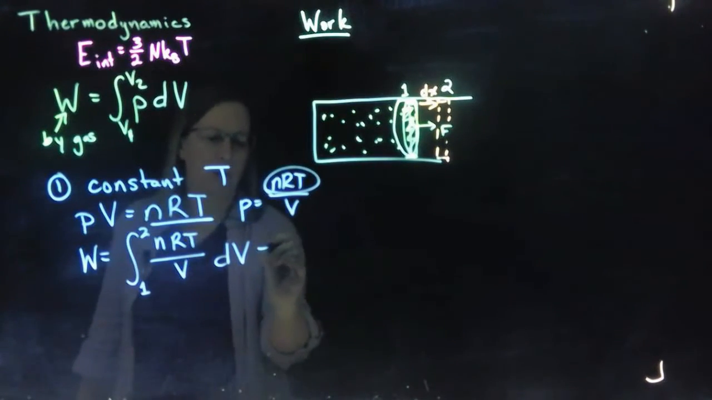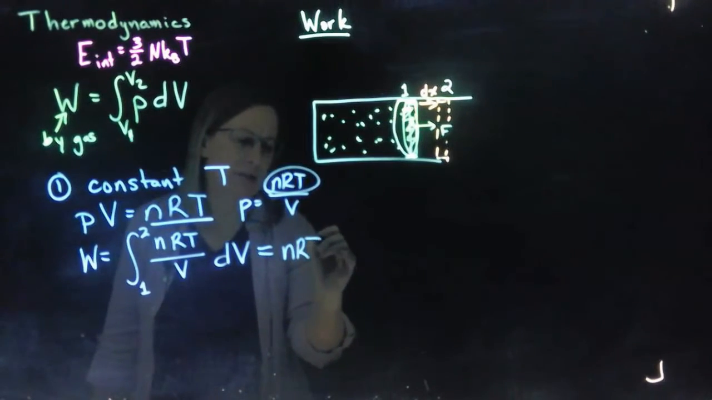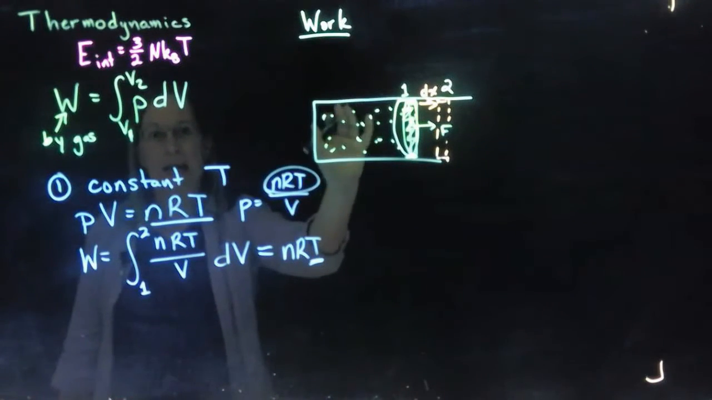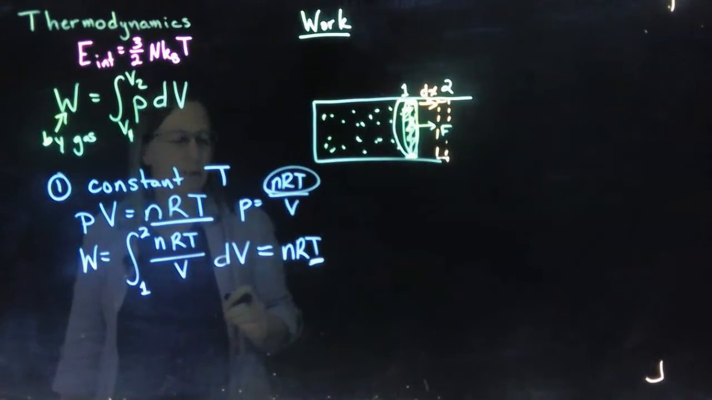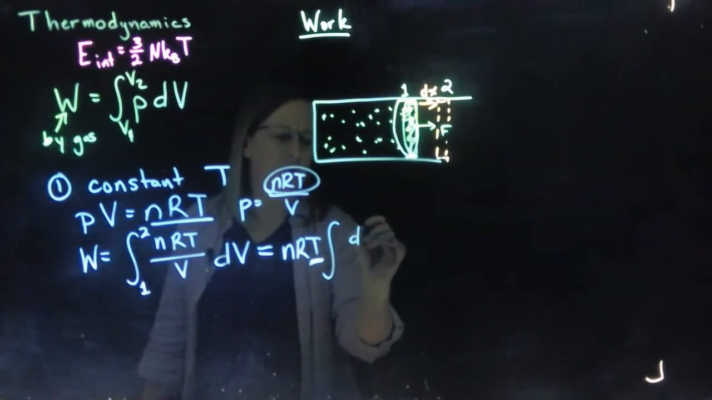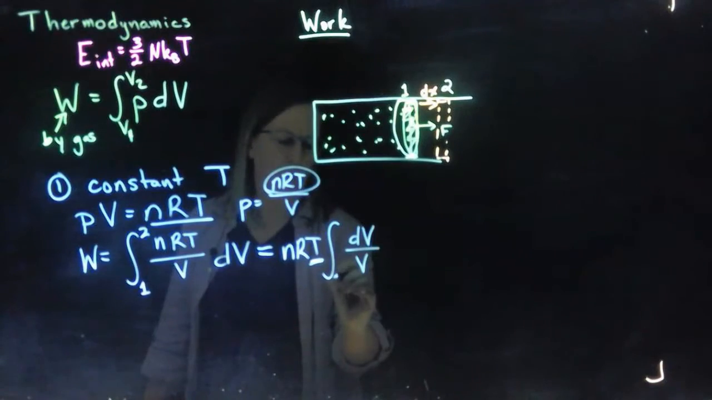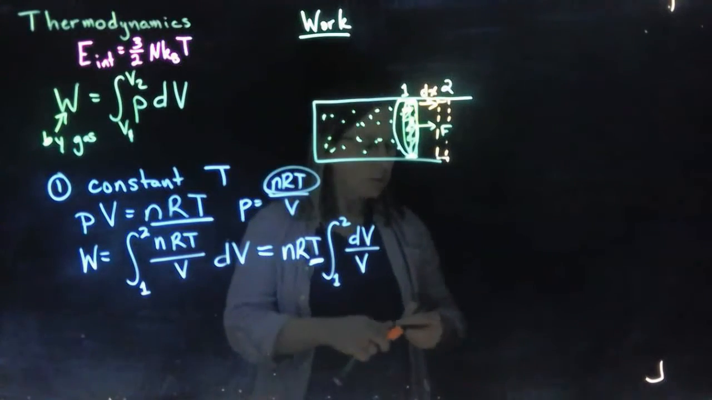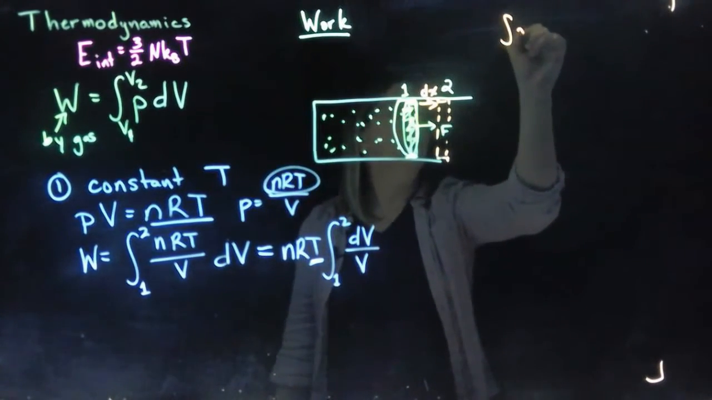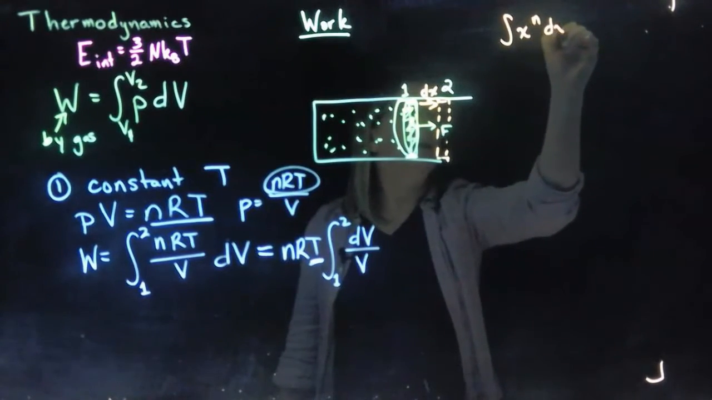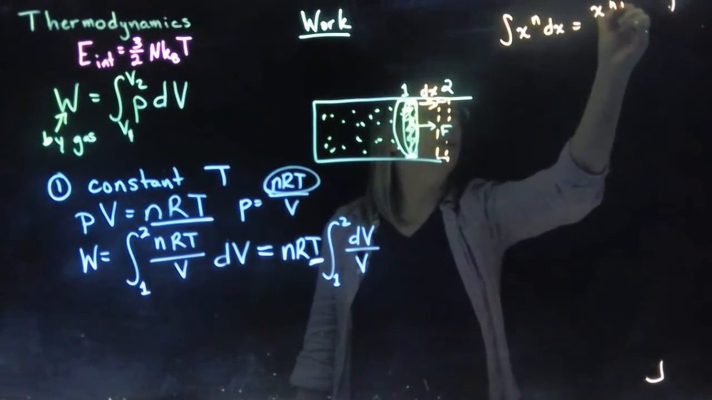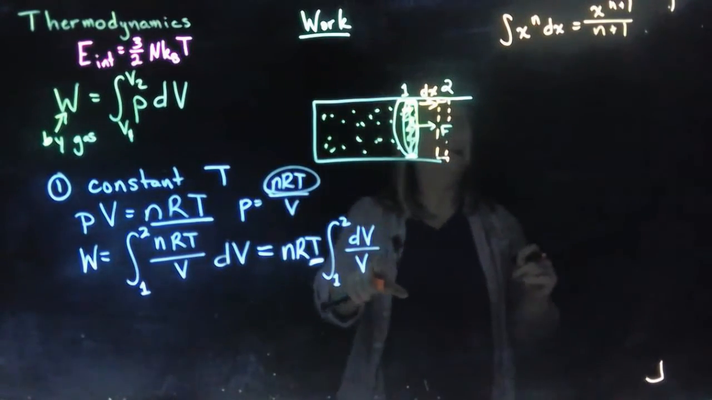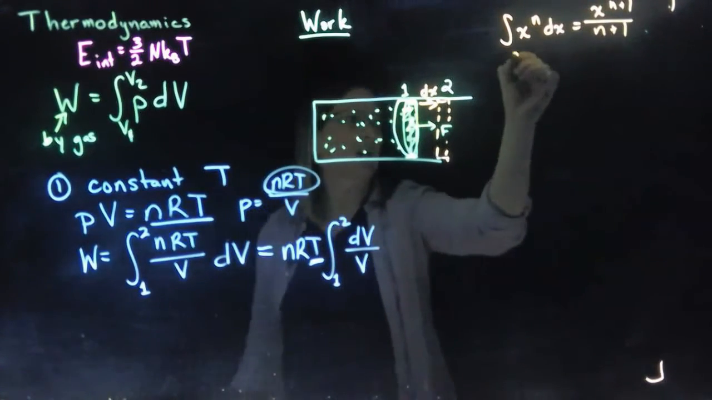Now, I can pull out constants n, R, and T. We said that the temperature is staying constant because it's connected to some kind of reservoir that keeps it at the same temperature. And then we have the integral of dV over V from 1 to 2. Now this is where I need to remind you of a little bit of calculus. You probably remember, I hope, something like the integral of x to the n dx is equal to x to the n plus 1 over n plus 1. That's our power rule.